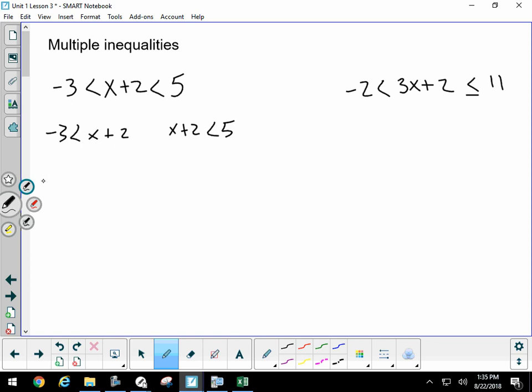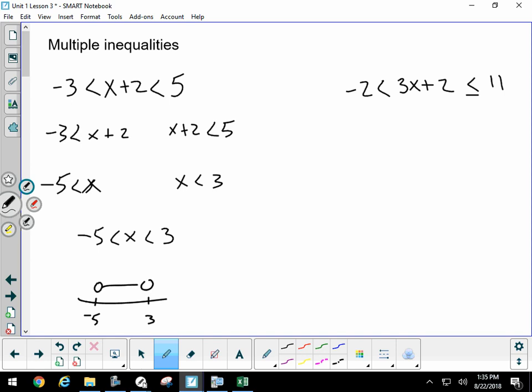Add negative 2x, negative 2 to both sides. You get negative 5 is greater than x. And here, this is x is less than 3. And then you can combine them back again. Negative 5 is less than x, which is less than 3. And you have negative 5 and 3. Open circle, all the values in between.